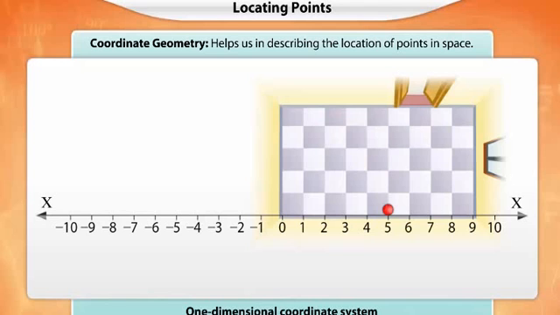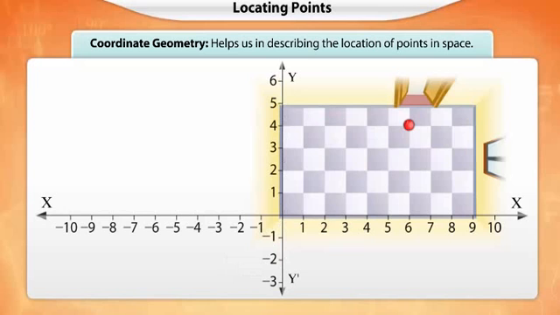Now, consider that the ball is moved such that it reaches some point on the floor of the room. The one-dimensional coordinate system is not sufficient to pinpoint the location of the ball. Hence, we draw another number line perpendicular to the horizontal line. This gives us the two-dimensional coordinate system, which helps us locate a point lying on a plane.